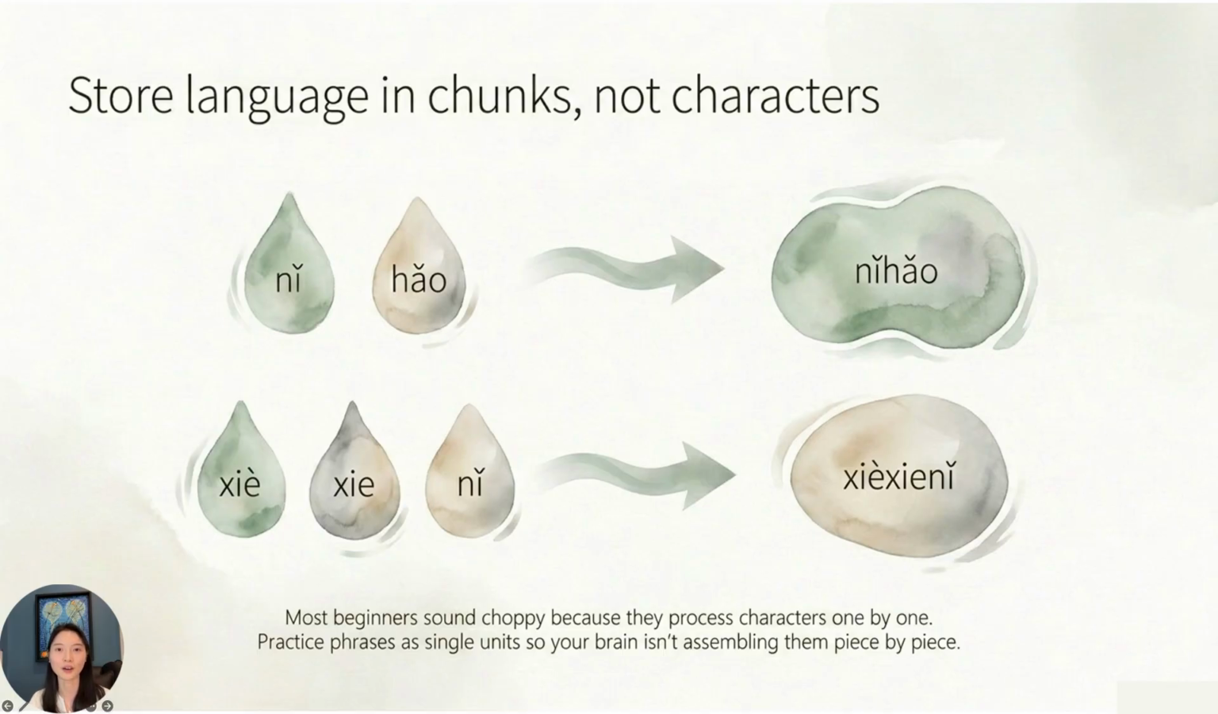Don't learn 你好 as separate characters. Learn 你好 as a single chunk. 你好. Don't learn 谢谢你 as separate characters. Learn 谢谢你 as one phrase. 谢谢你. When you store language in chunks, it comes out naturally because you are not assembling it piece by piece.